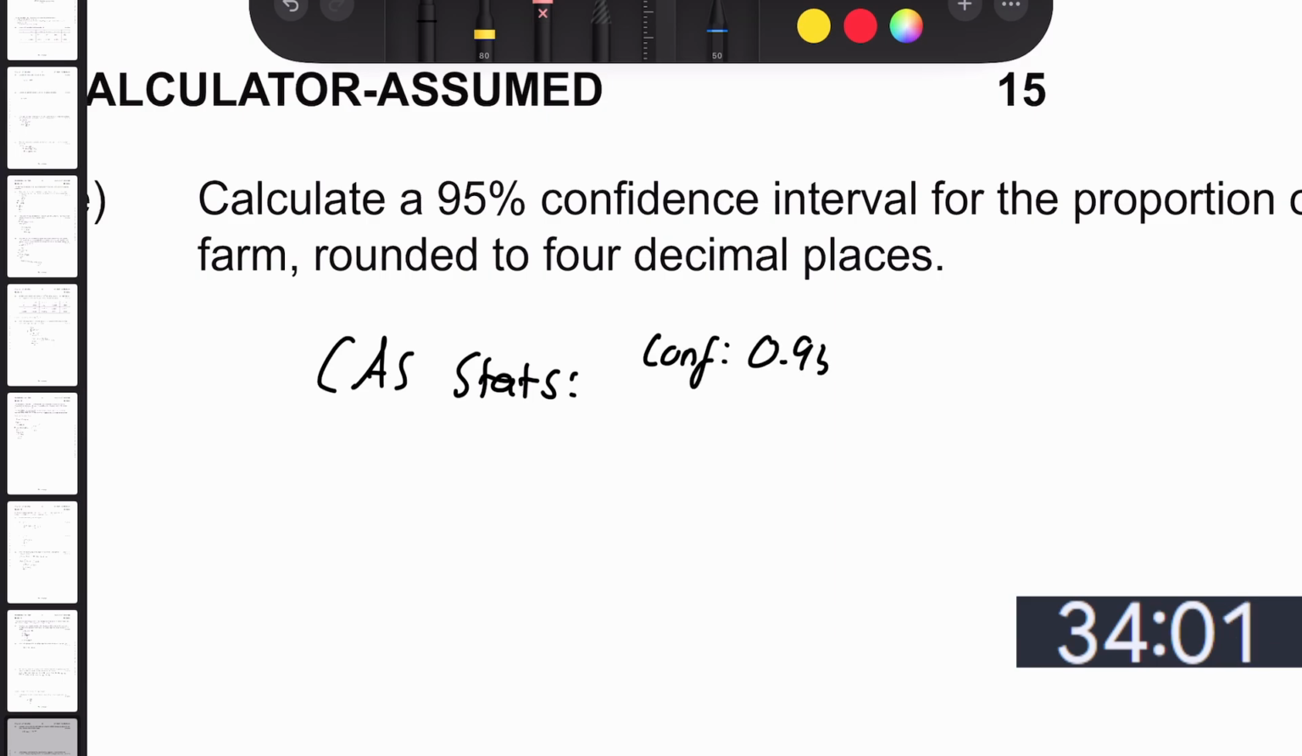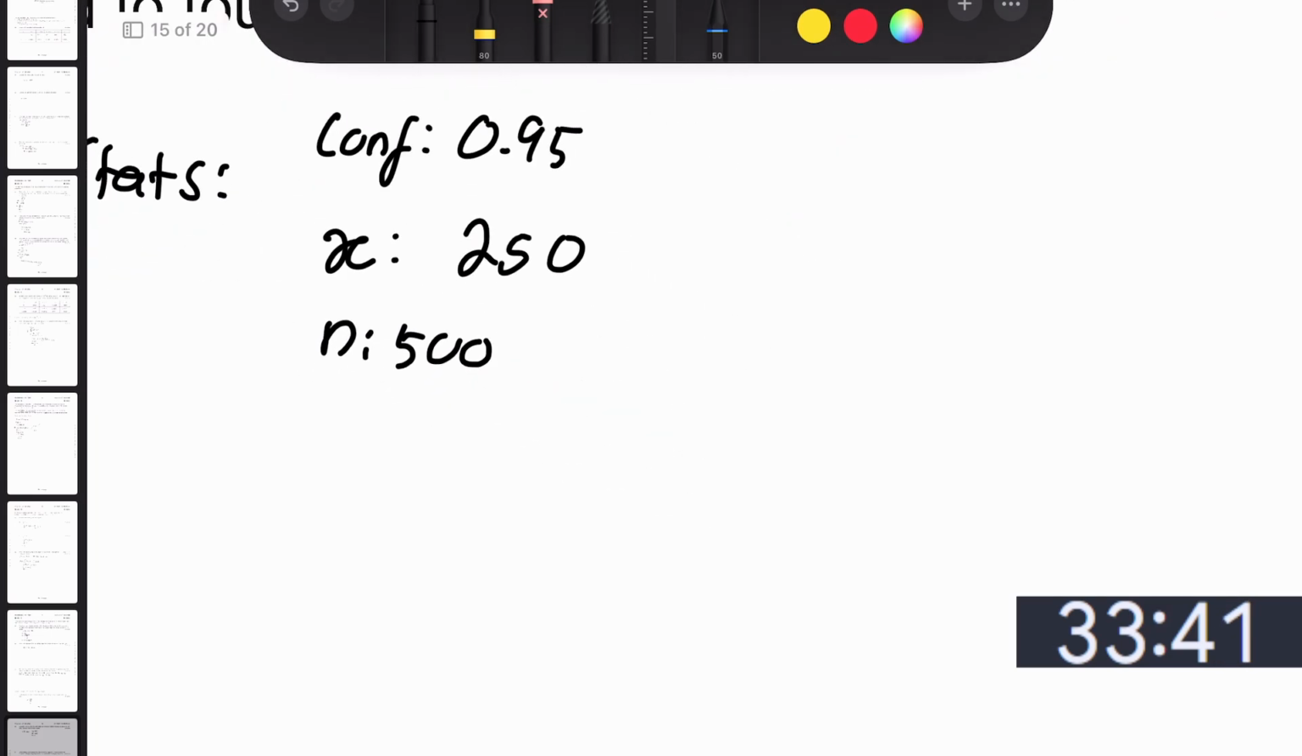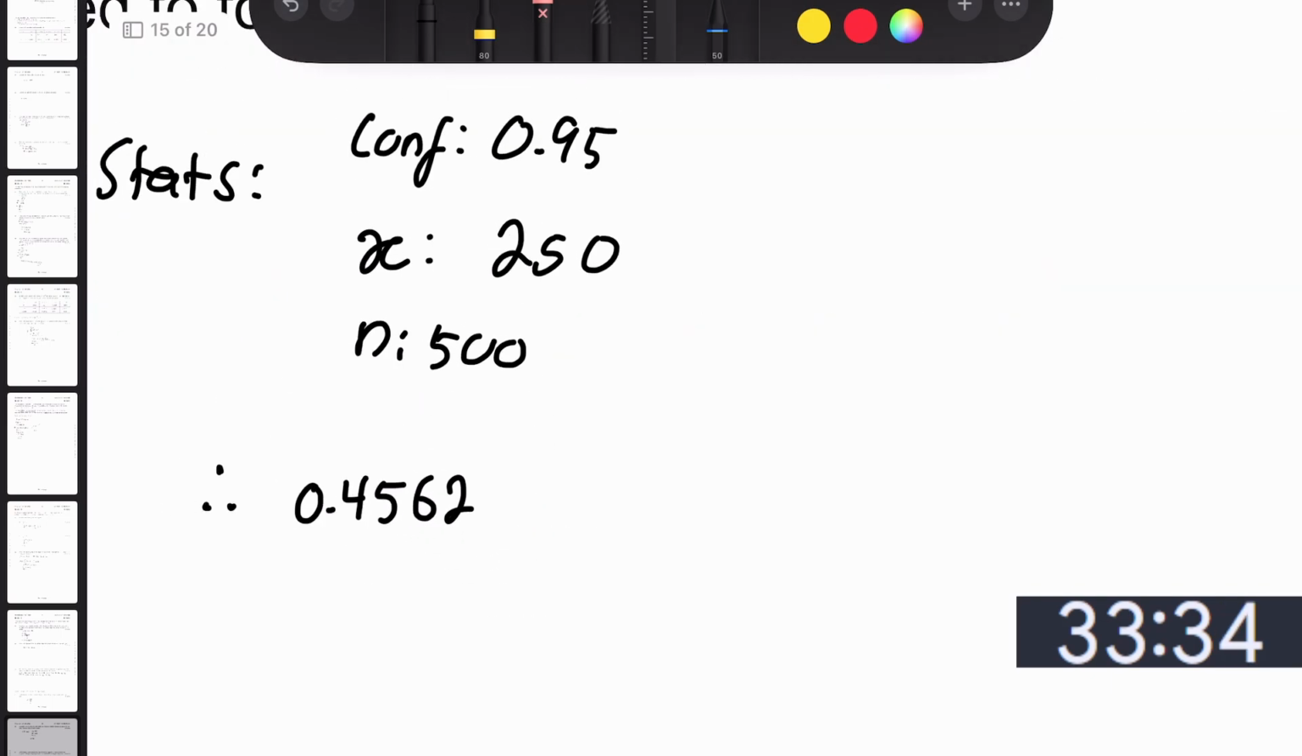Confidence is 0.95. X is 250. N is 500. Calculation interval, proportions and interval, 95, 500. The interval is 0.4562 to 0.5438.